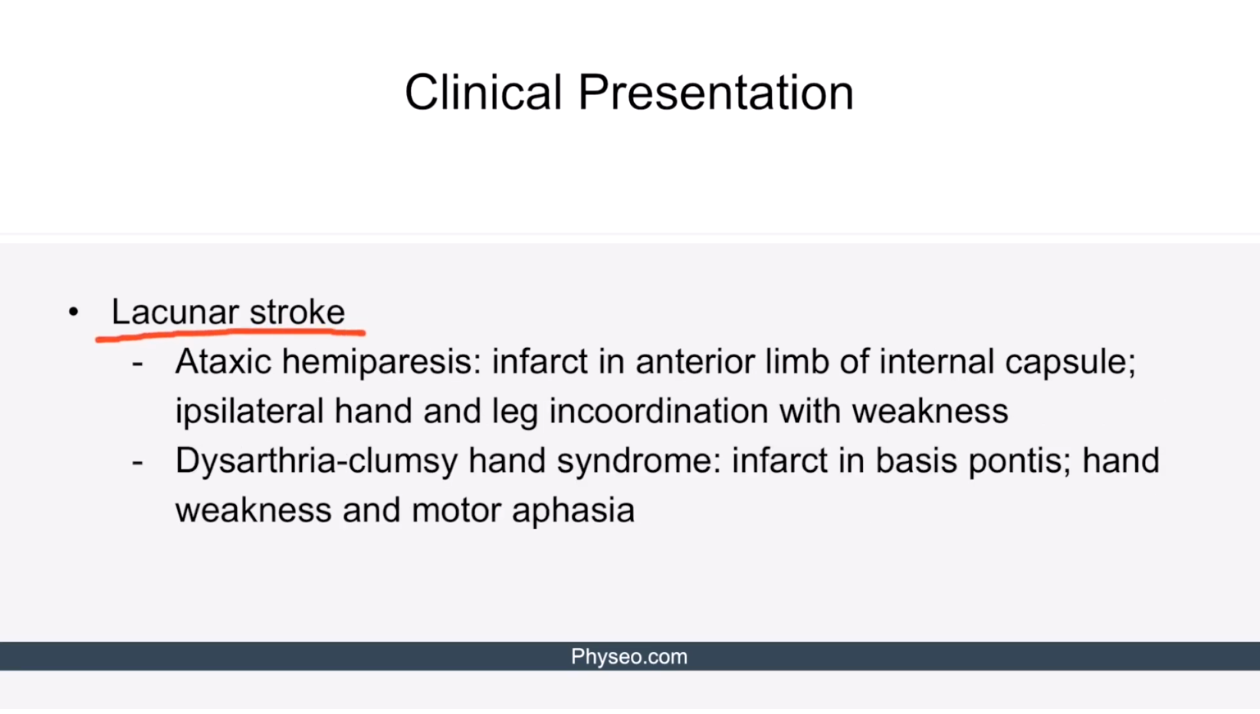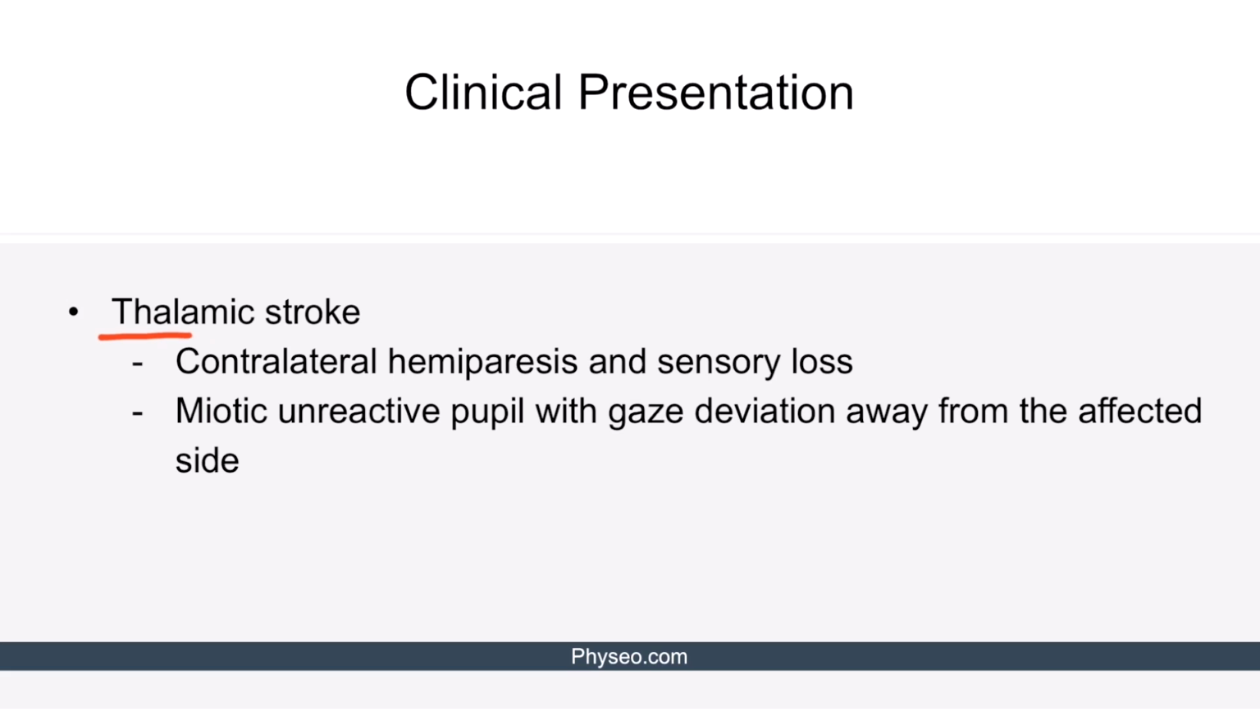Ataxic hemiparesis is caused by an infarct in the anterior limb of the internal capsule. It is characterized by ipsilateral hand and leg incoordination with weakness. Finally, dysarthria clumsy hand syndrome is due to infarct in the basis pontis. It presents with hand weakness and motor aphasia. Let's move on to the thalamic stroke.